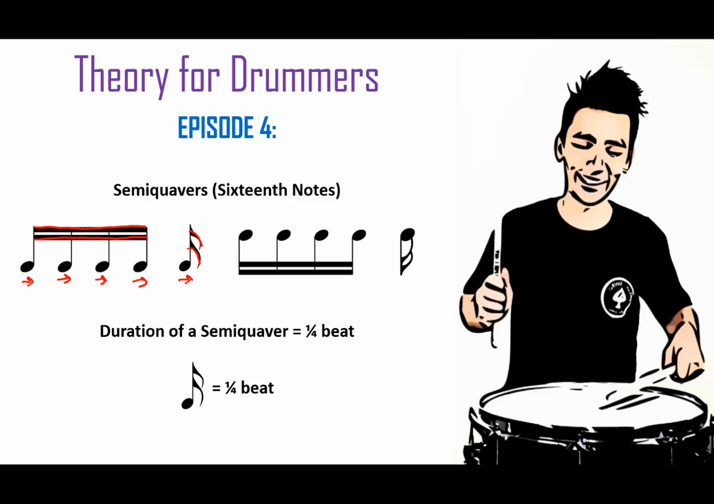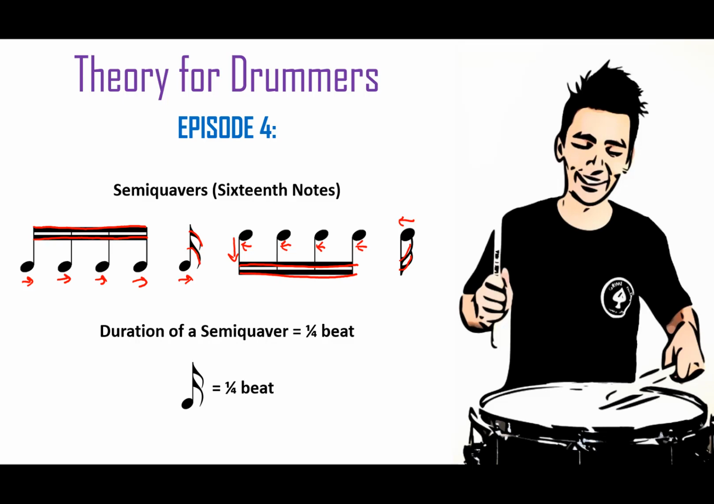With the semiquavers that stem down in a group, you've got the stem coming off the left side of the note head, and you have two horizontal lines connecting the notes together. And last but not least, you've got the note with the stem going down that's individual, and you've got the stem coming off the left side of the note head, and you have the two squiggly lines.